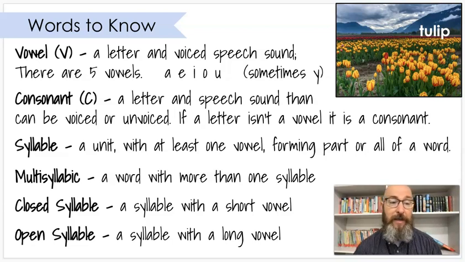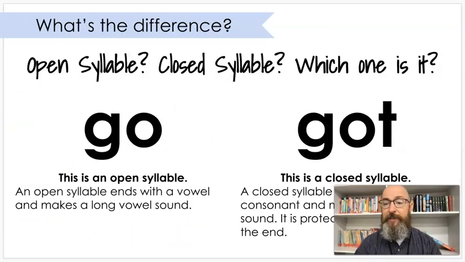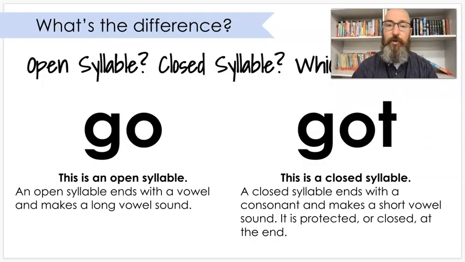The next 2 words we're going to look at are closed syllable, which is a syllable with a short vowel, and open syllable, which is a syllable with a long vowel. Now, let's go over what the difference is. Let me jump to the top real quick. An open syllable ends with a vowel and makes a long vowel sound. Here's an example of an open syllable. Also a whole word, go, ends with the O sound. That's the long sound. So there's nothing behind that O to guard it, protect it, or close it, however your teacher refers to it. But either way, it's open, and it makes the long vowel sound.